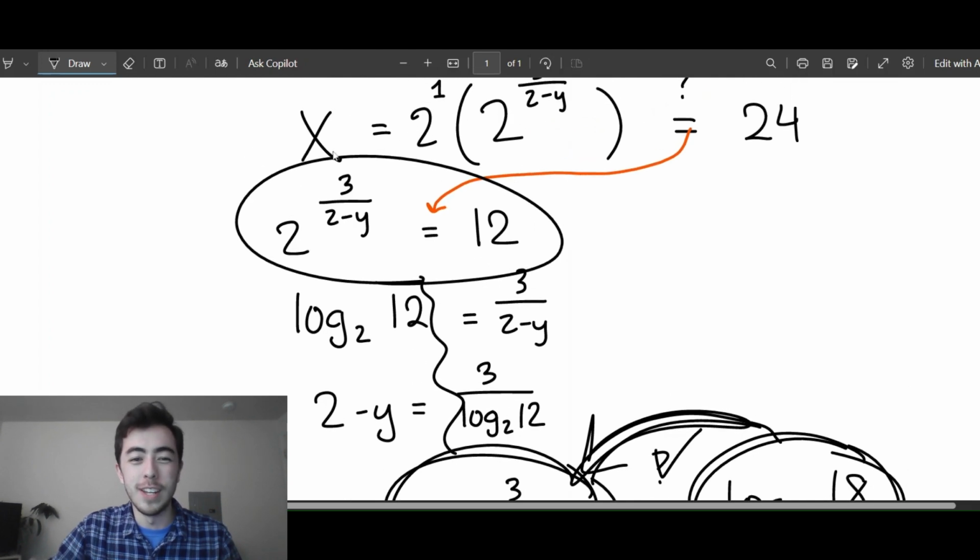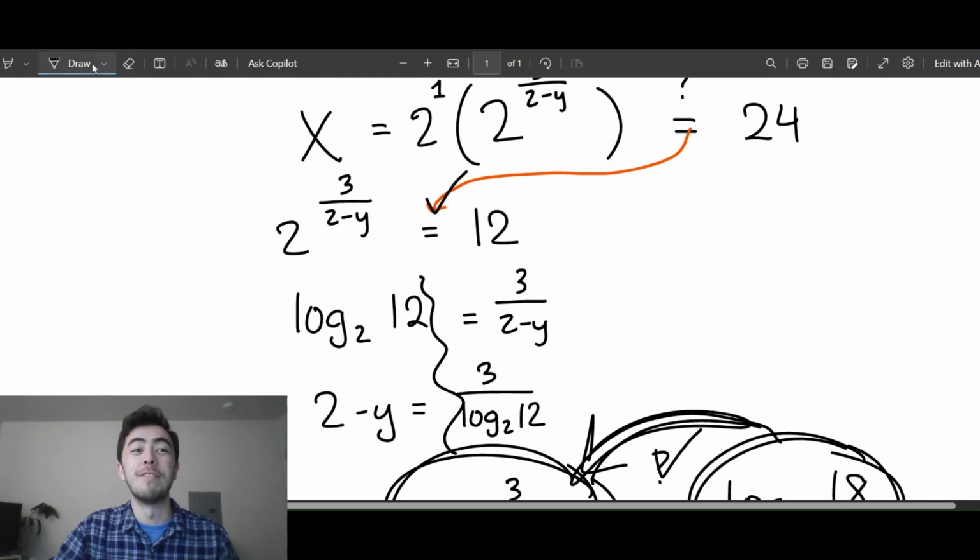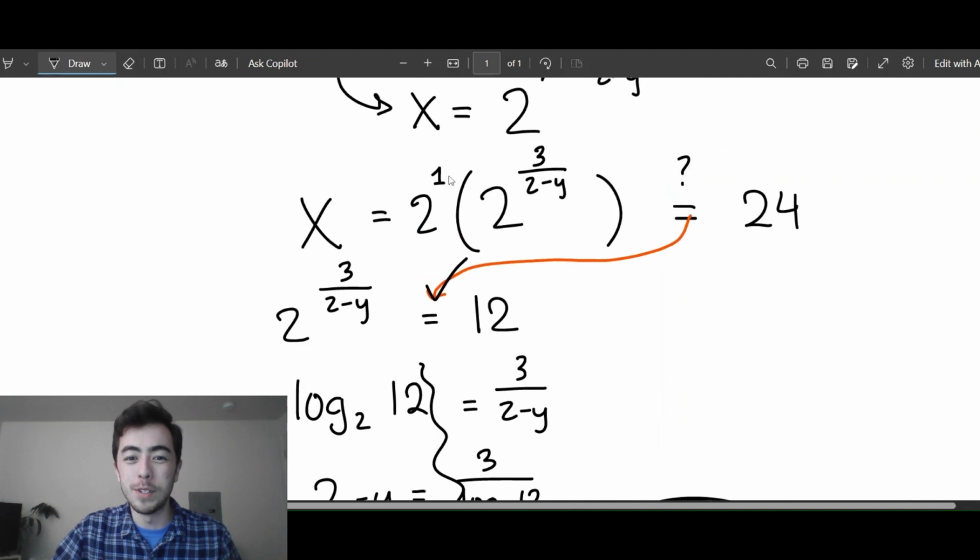And then so now I know that this indeed is equal to 12. And then finally, I can substitute that 12 right back in here. And that does confirm that x is equal to 2 times 12, or 24.